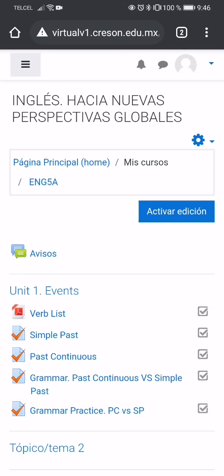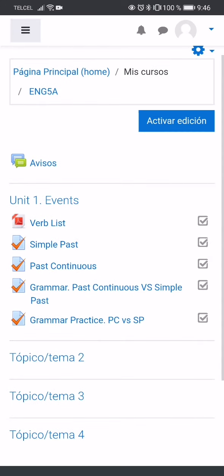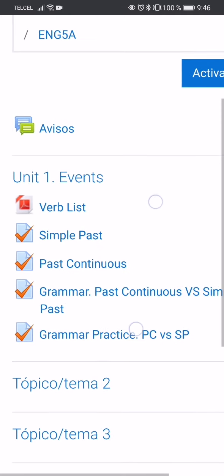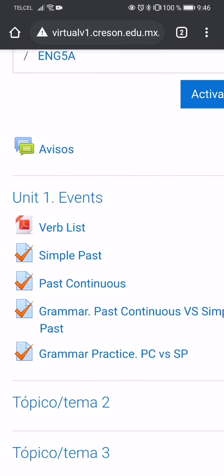Hello class, good morning. Well, today we're going to start with the first topic of the semester. And the unit 1 is called events. That is the name of the unit. And here on the platform, we have the activities that you're going to do today.